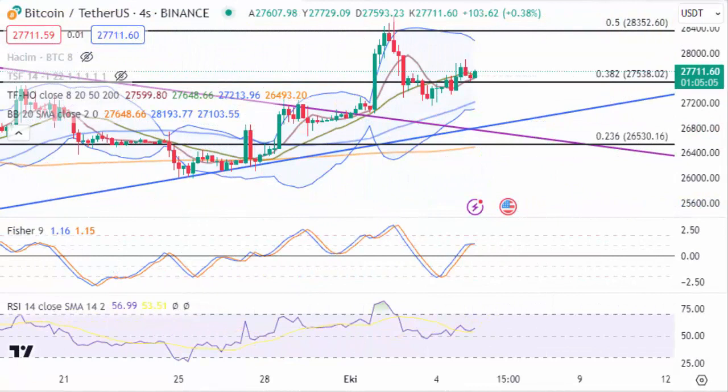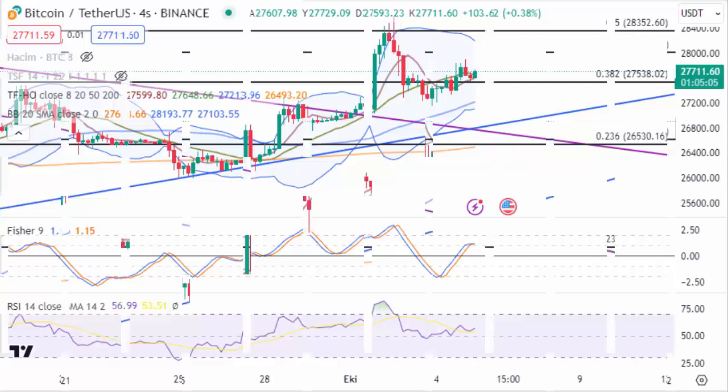Now, on the 4-hour time frame, the Fisher indicator is showing a potential downward breakout, which could be interpreted as a mild sell signal. However, if there's no breakout and the price continues to rise, we could see further upward movements. Similarly, on the 4-hour RSI, the value is around 56.83, and it has consistently been above this level for the past 2 weeks. As long as it remains above this level, the price could continue to rise.